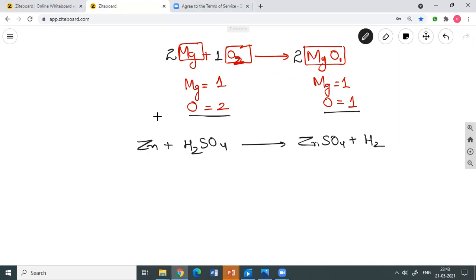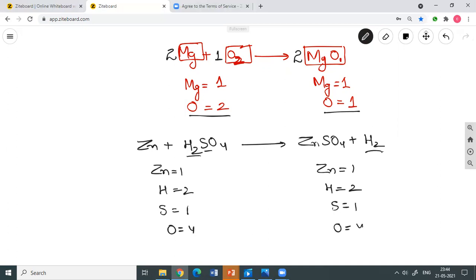So if you can see this equation, zinc is 1 on this side and zinc is 1 on this side. There are no numbers associated with zinc, that means it's 1. Hydrogen, if you can see, it's 2 hydrogens here and 2 here. Sulfur, it's only 1 sulfur here and 1 here. Oxygen, 4 oxygens are here and here.